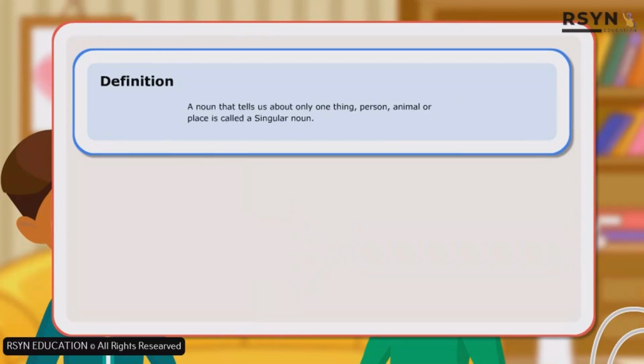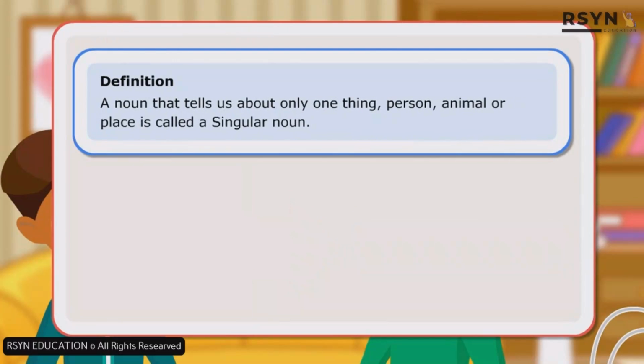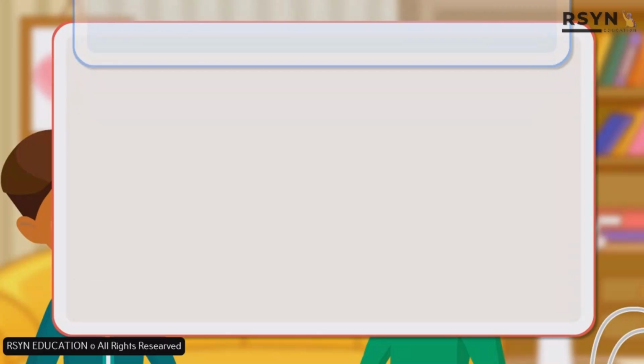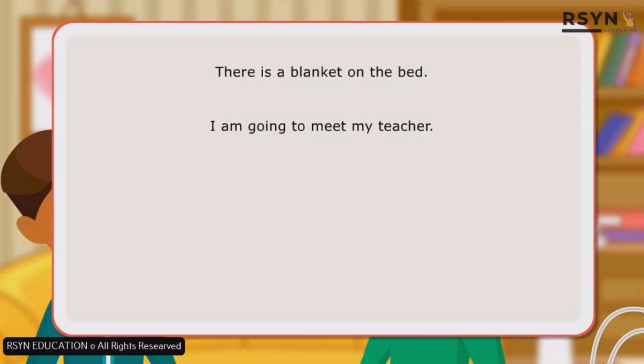Definition: a noun that tells us about only one thing, person, animal, or place is called a singular noun. Let us look at a few sentences. There is a blanket on the bed. I'm going to meet my teacher. Ritu went to office yesterday.